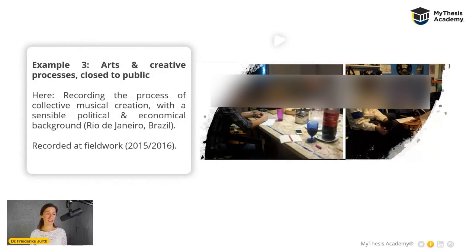And well, the third example, which you can see here, is also from my fieldwork. As I said, or as you already know, I was dealing with the creative process. And this, arts and creative processes which are closed to public are a little bit similar to the example of religious rituals, which you have seen as the first example. Why? Because there are some factors involved.